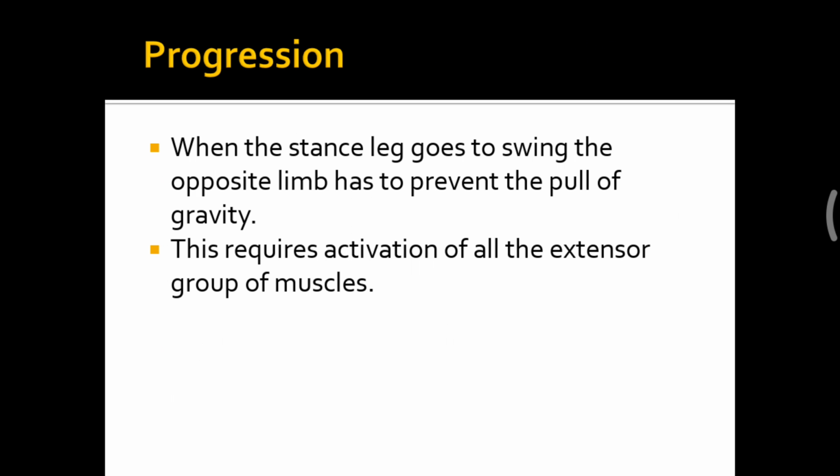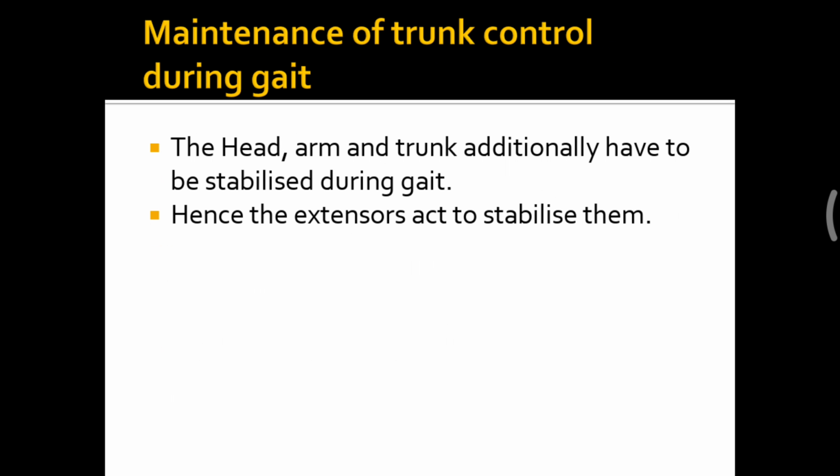Now, as you progress, the stance leg goes to the swing, and the opposite limb, your other limb which was in swing, has to come onto the ground in order to prevent the pull of gravity. So this requires activation of all the groups of extensor muscles in order to prevent ourselves from going to the ground. So that is the second one.